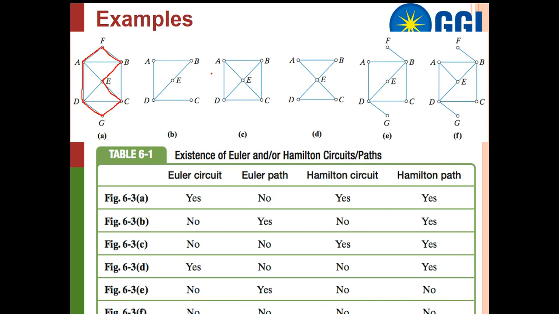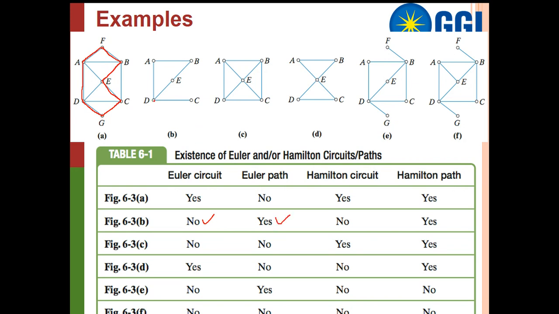Now let's come to this particular diagram. Here we can see the degree of this vertex is 2, degree of this vertex is 2, degree of this vertex is 2, degree of this vertex is 3, and degree of this vertex is 1. So we have 2 vertices of odd degree and all other vertices are of even degree. It means this graph has a Eulerian path but no Eulerian circuit. So it's clear it has no Eulerian circuit, but it has a Eulerian path. We can find the path also.